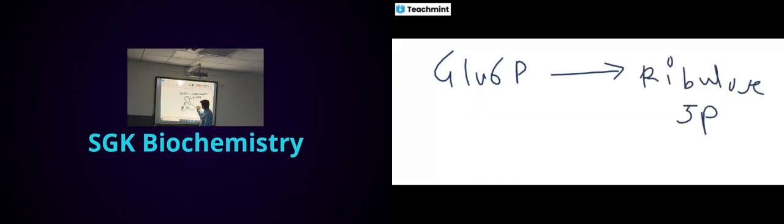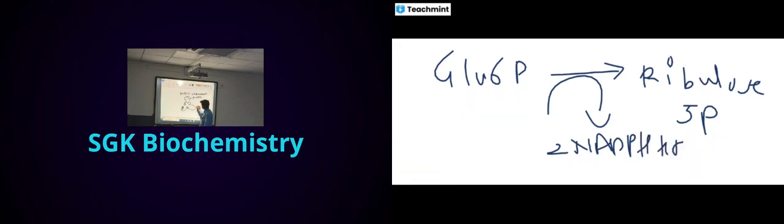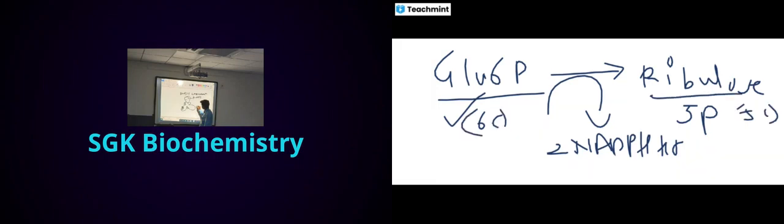Glucose 6 phosphate is converted to ribulose 5 phosphate with formation of two molecules of NADPH plus H plus. So when one single 6 carbon glucose is converted to one 5 carbon ribulose sugar, there is formation of two molecules of NADPH plus H plus.